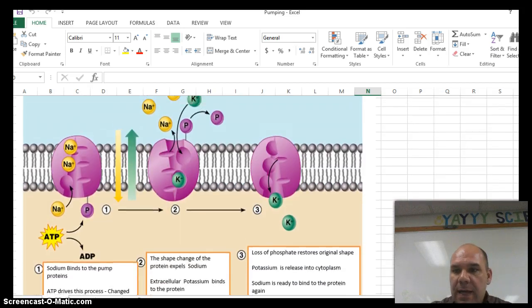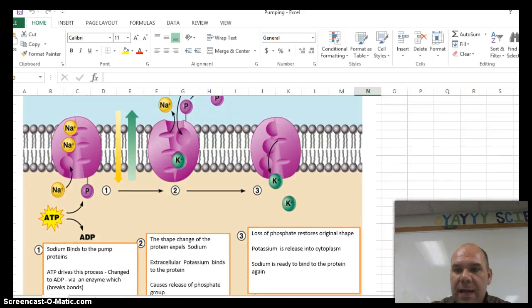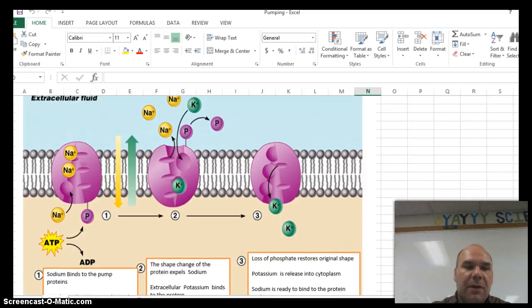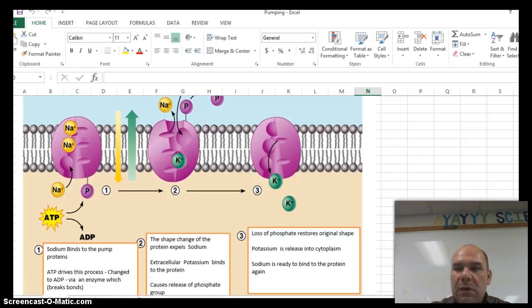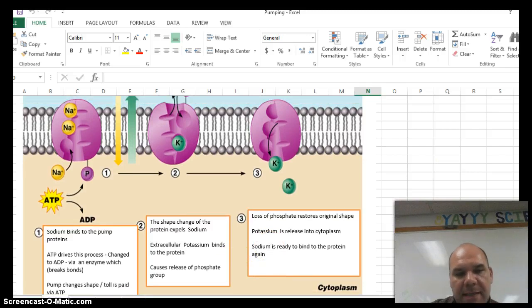That goes out into the extracellular environment, and on the outside you have potassium components that once again bind with the protein. They bind with that pump-based protein, and as we said, once potassium binds to these proteins, that causes the release of the phosphate group and that energy exchange to be complete.